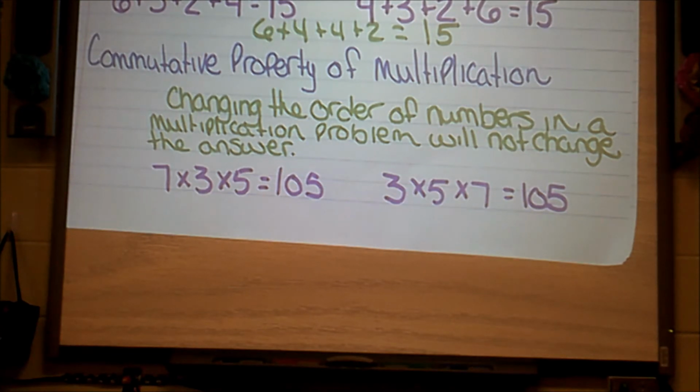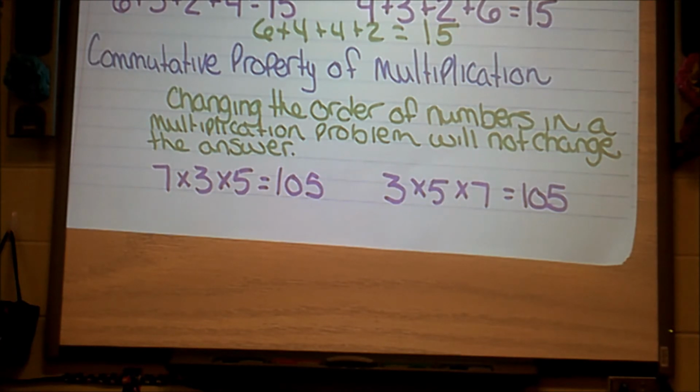So the example I have, 7 times 3 times 5 is 105 because 7 times 3 is 21 and 21 times 5 is 105. Personally, the way I would solve it is I would do the second one. I would do 3 times 5 because I know that answer in my head is 15, and then I can do 15 times 7 to equal 105. Commutative property says I can do that.